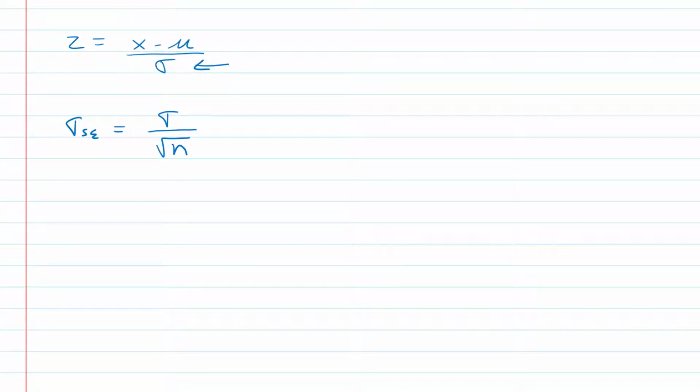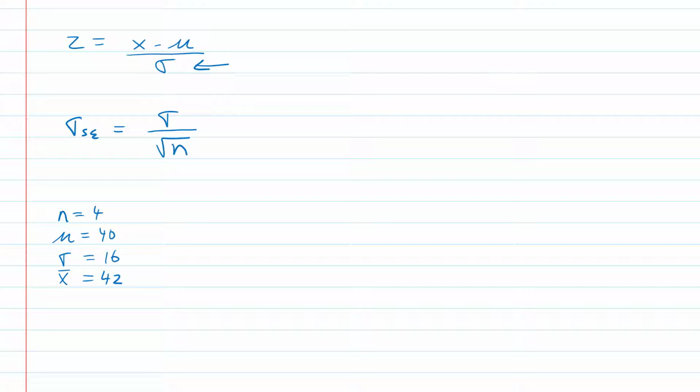So let's just work through a problem. Let's say that we have a very small sample of 4, and let's say that the sample has a mean of 40 and a standard deviation of 16, and we are looking to see the probability of drawing a sample, the mean of which is greater than 42.